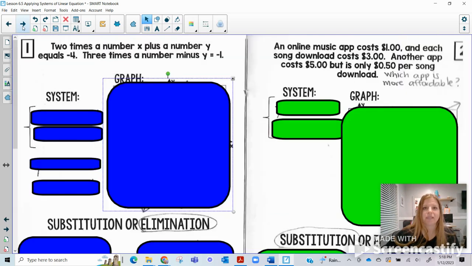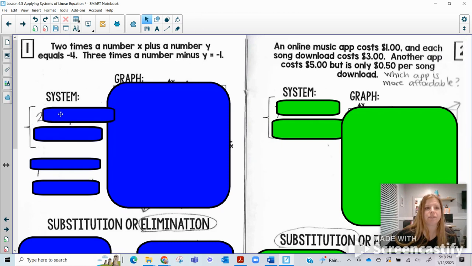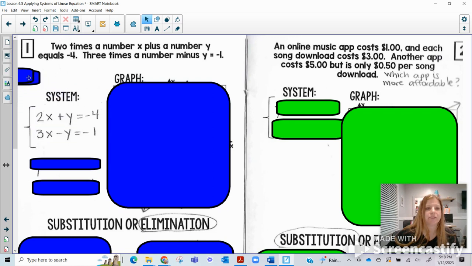Let's take a look. So problem number 1 is a translating problem. It says 2 times a number x plus a number y equals -4. 3 times a number minus y equals -1. So if I wanted to translate that first equation, it would look like 2 times a number x, so 2x plus y equals -4. My second equation, 3 times the number minus y equals -1, looks like this, 3x minus y equals -1. I have two equations that are in standard form.